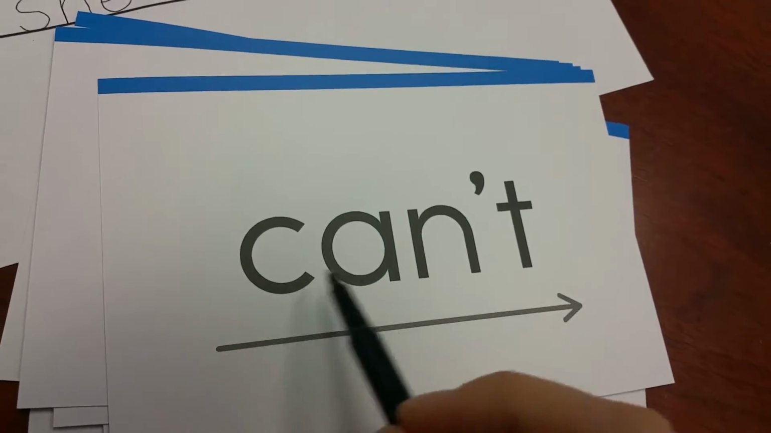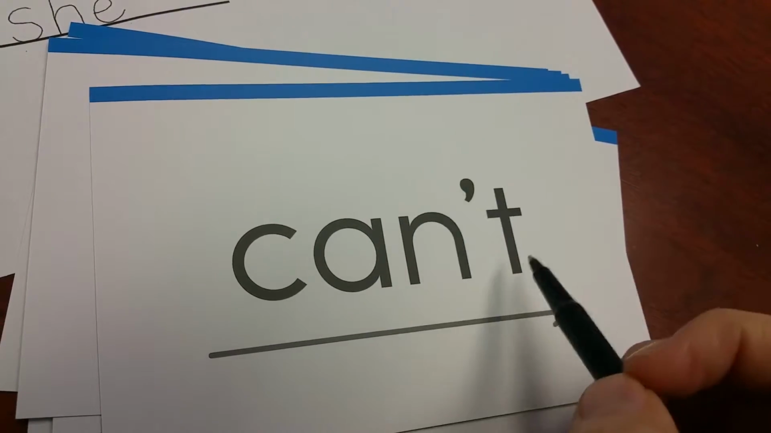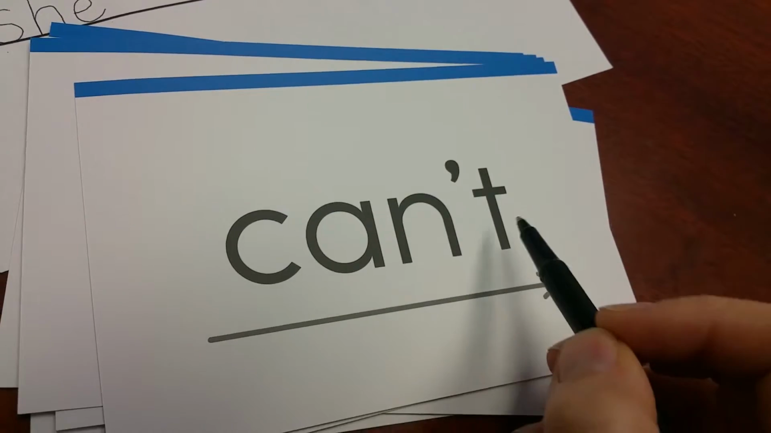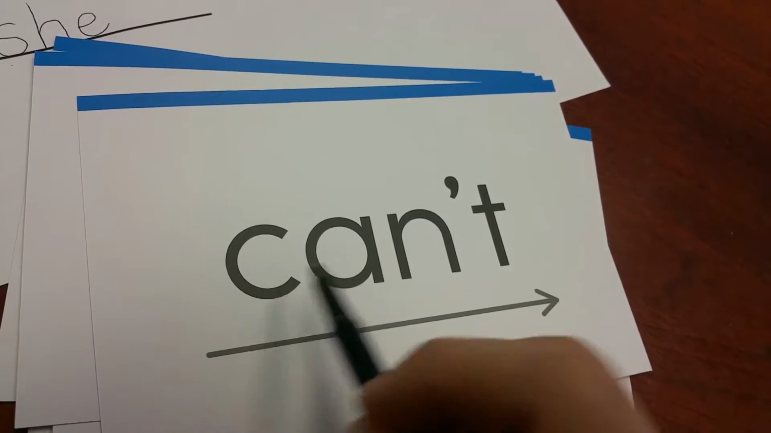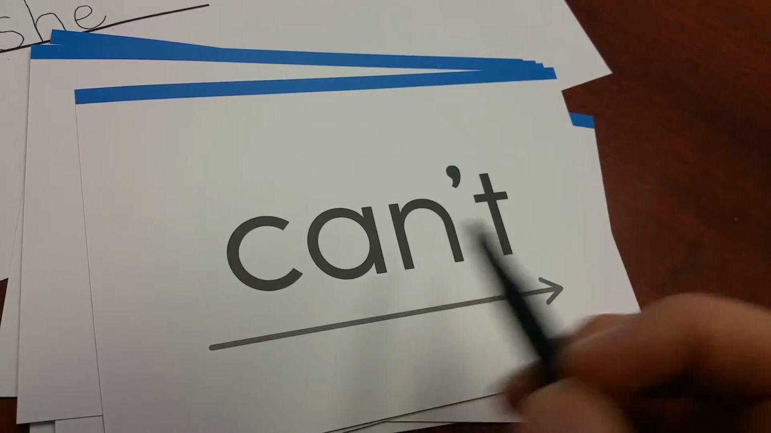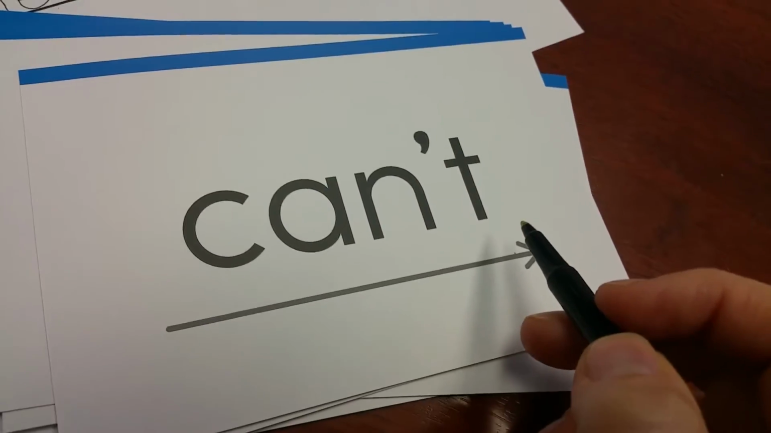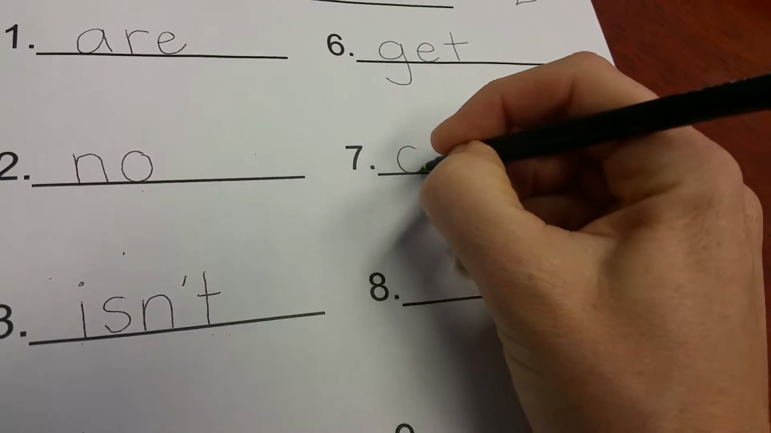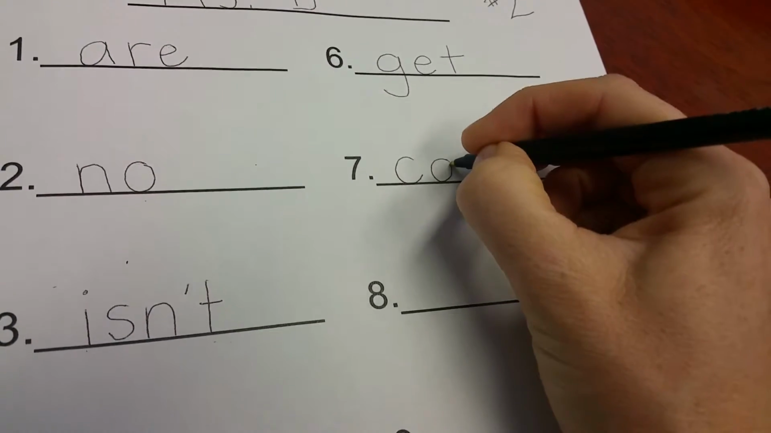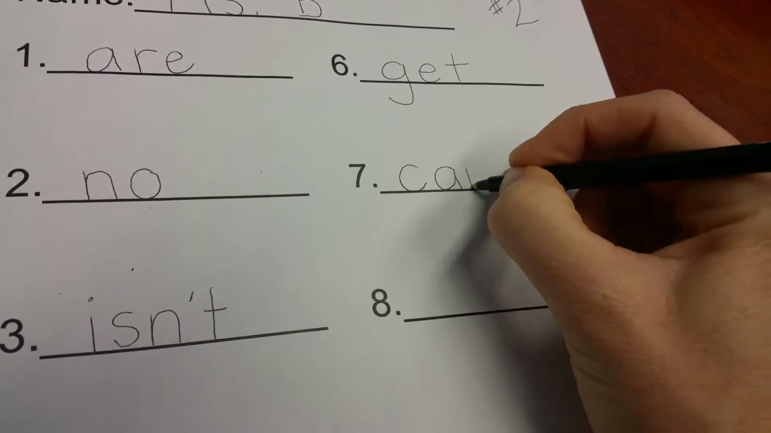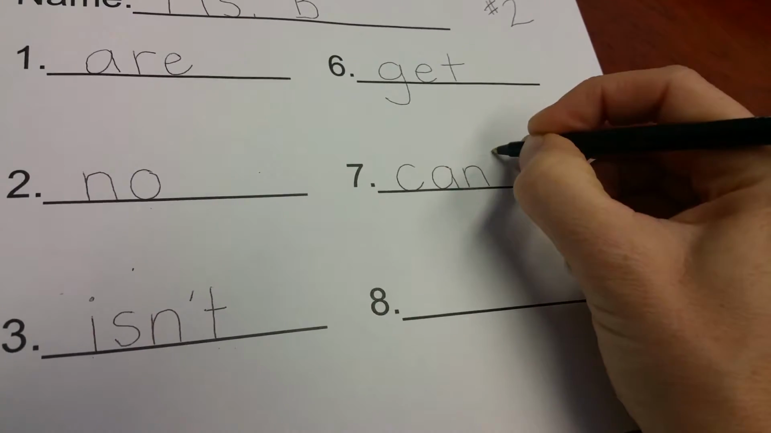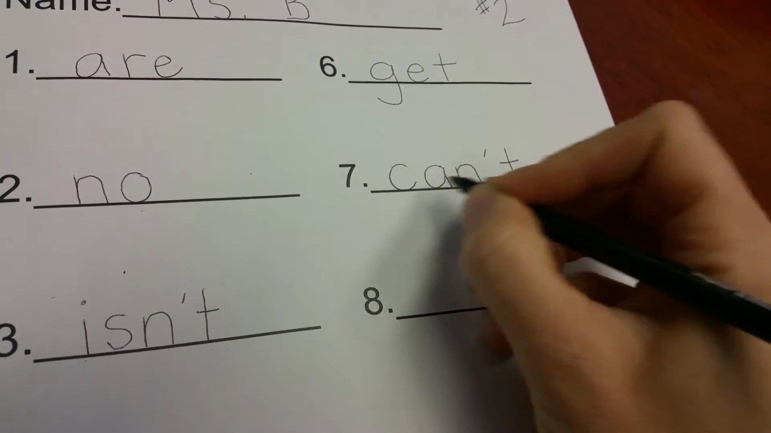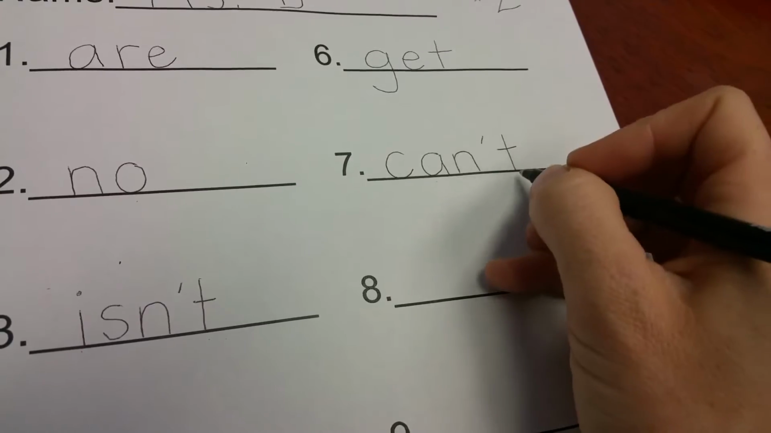Can't, C-A-N apostrophe T. Can't, I can't go today. Write the word can't. C, A, N, apostrophe T. Can't. C-A-N apostrophe T.